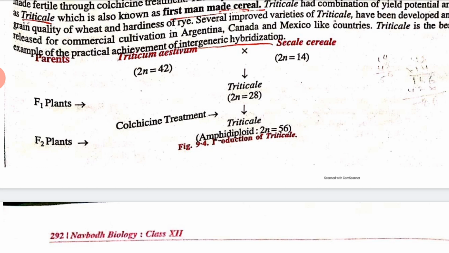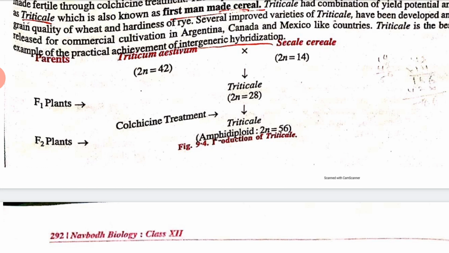What we actually want is not like that; even our first generation will form a sterile hybrid, so the result is 2n = 28. Again we will give the treatment, and from our F2 generation, whatever F2 plant is formed, is also known as amphidiploid. You can see here 2n = 56. When you add 42 with 14, you get 56. So after the treatment we can find the exact result that we want.